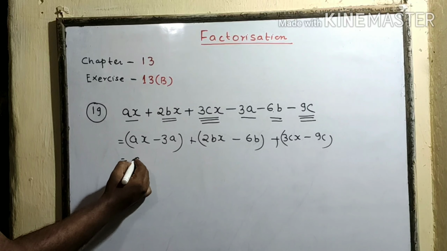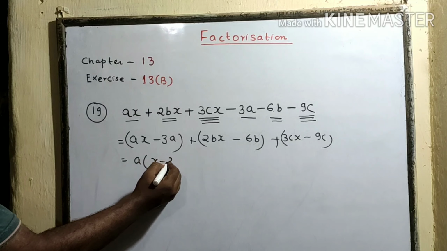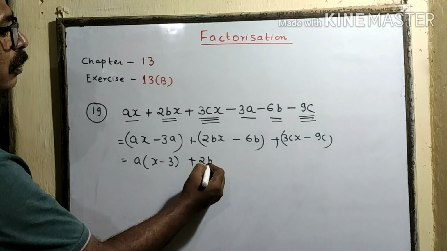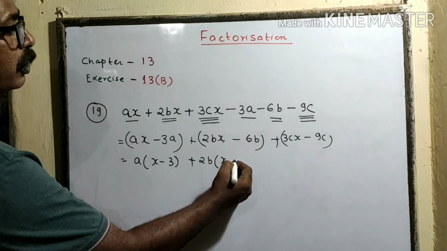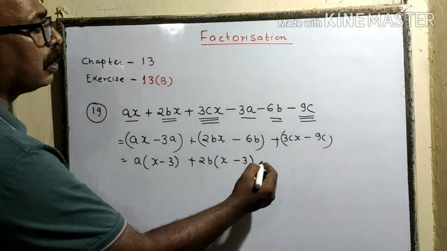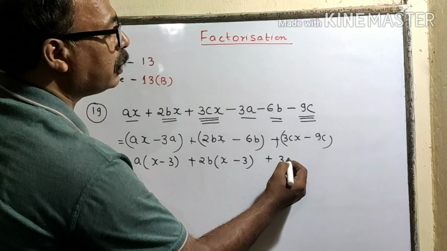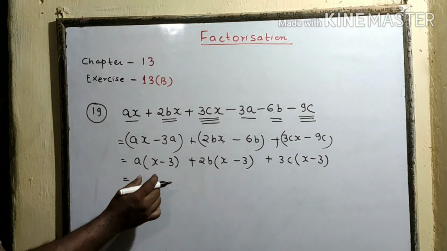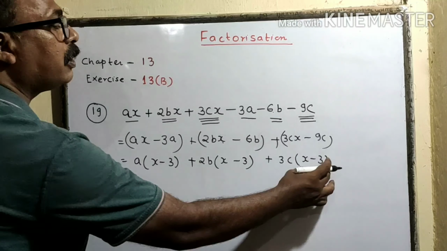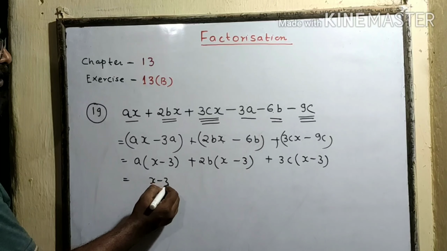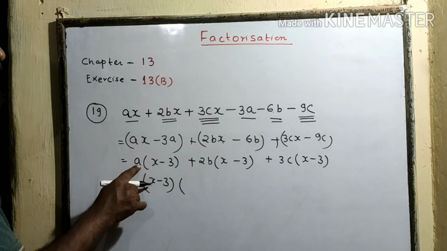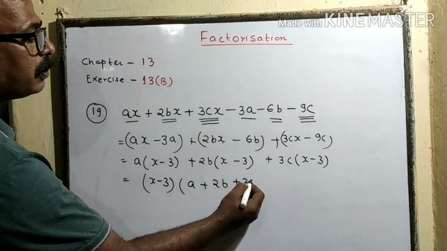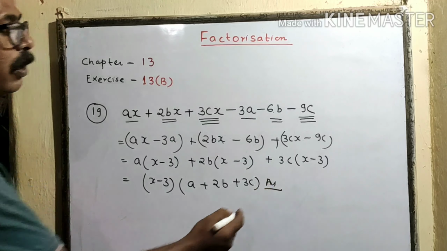So between here we'll take a as common, so it will be x minus 3. Here we'll take 2b as common, so x will be left, 2 3 is 6b minus 3. And here we'll take 3c as common, so it will be x minus 3. So x minus 3, x minus 3 and x minus 3 common to all, this will give you a, this will give you 2b, and this will give you 3c. This will be your answer.